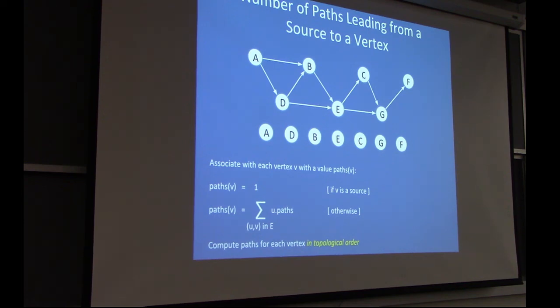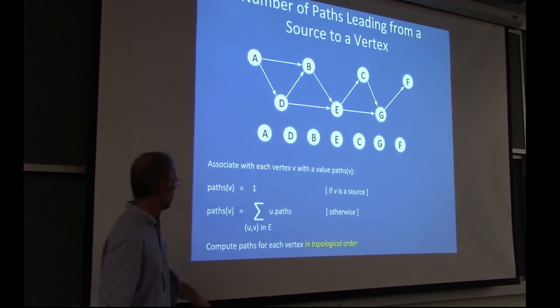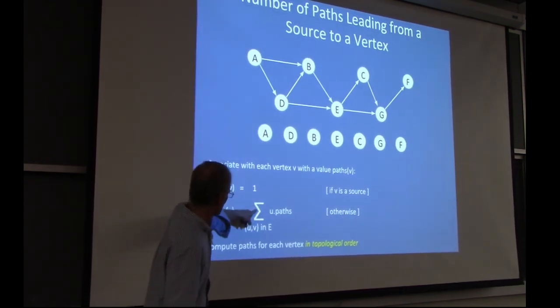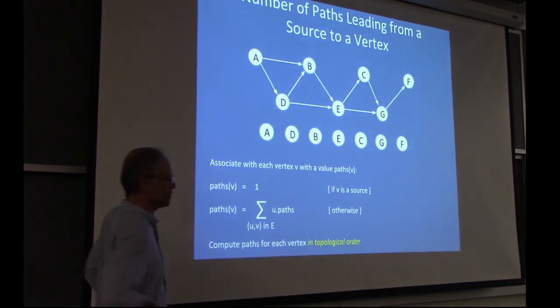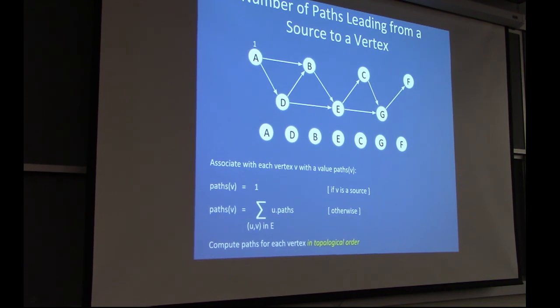There's a topological sort, and this just says that if a vertex is a source, its value is 1. Otherwise, we add up all the values of the edges leading in. Okay? So we're going to label A with a 1. What are we going to do about D? We're going to add up the paths value from all the vertices that are on the other side of the edge that leads in. So that gets a 1. Now it says to do B, so it gets a 2. 1 plus 1 is 2. What's E going to get? 3. C is going to get a 3. G is going to get 6. F is going to get 6.